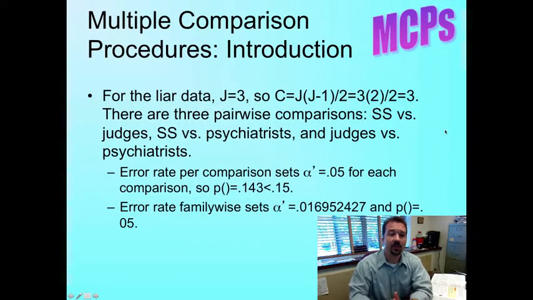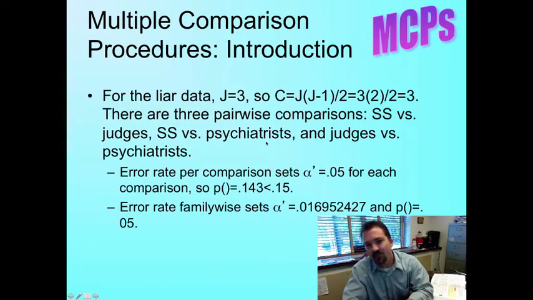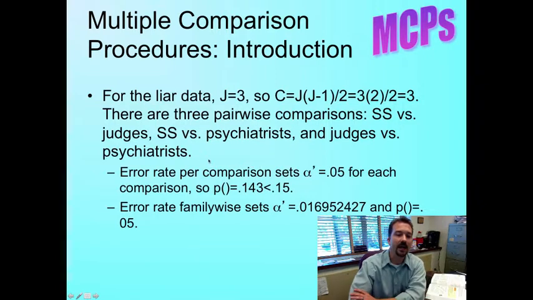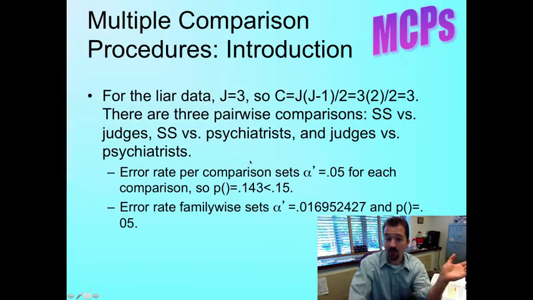So to give you an example here, for the liar study, okay, Secret Service versus judges versus psychiatrists, you have 3 groups. C, you run the formula, it just happens to be that the number of comparisons is also 3 here. 3 pairwise comparisons, Secret Service versus judges, Secret Service versus psychiatrists, and judges versus psychiatrists. So the error rate per comparison is just 0.05. As I pointed out, if you just did a bunch of t-tests, which is very improper, then you would have too high of a probability of at least one type 1 error.